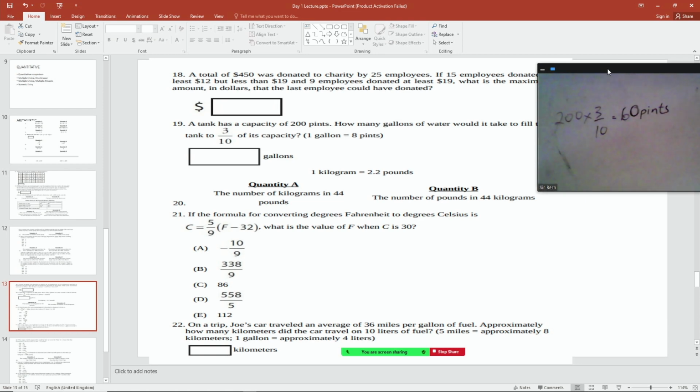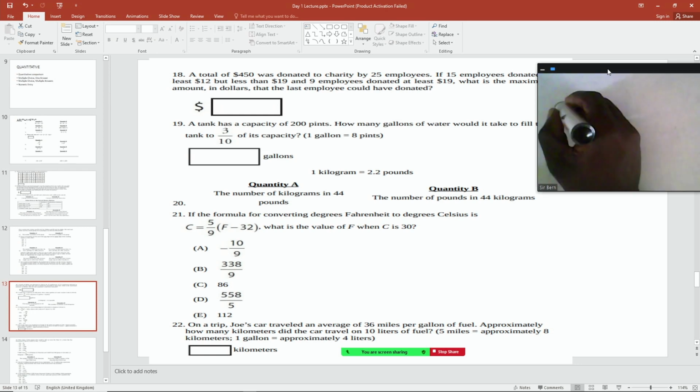So if we are filling it up to 60 pints and we want to find it in terms of gallons, and 1 gallon is equal to 8 pints, we want to find 60 pints in gallons. So we divide 60 pints by 8 pints per gallon. That will give us 7.5 gallons. So that will be the answer you type into the box: 7.5 gallons.